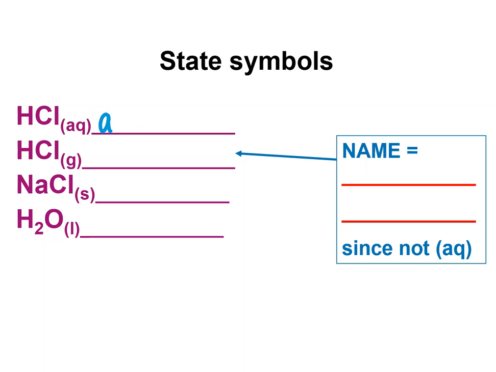AQ is aqueous, and that means dissolved in water. G, of course, means gas. S is solid. This is an important one that, of course, S means solid, but we're going to be talking about if something is soluble or not, and don't confuse that with the S. And then L is liquid.